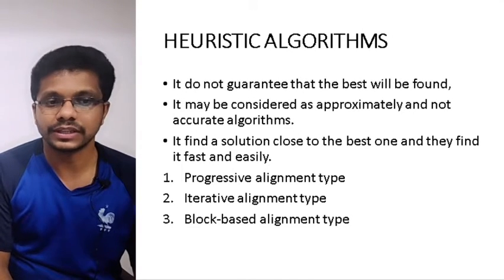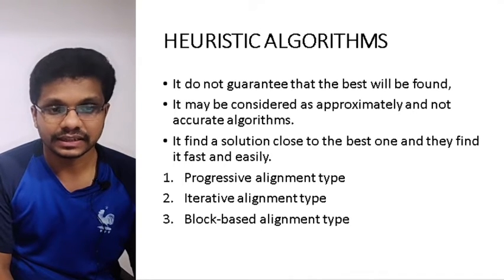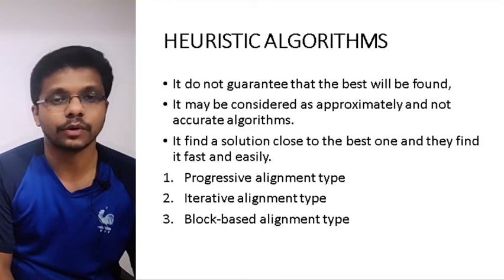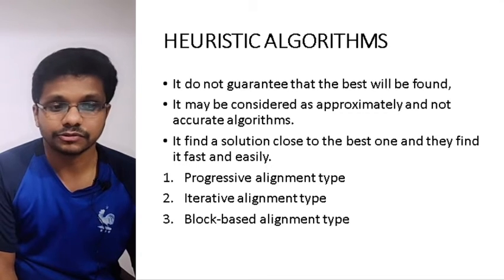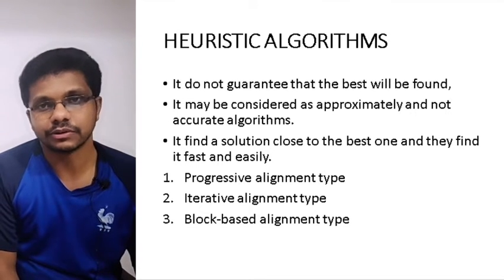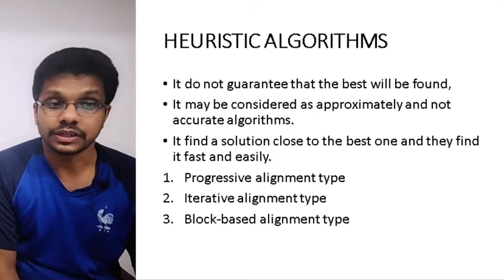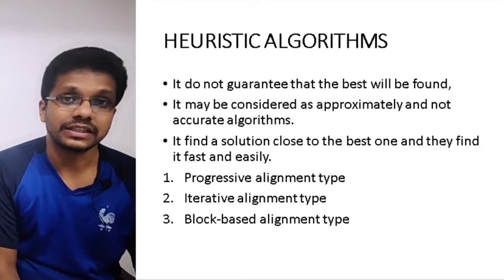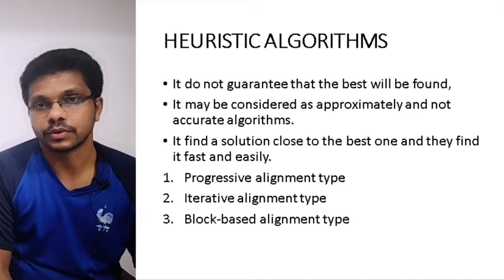Unlike the exhaustive algorithm, it does not guarantee the best result. But it will provide an approximation, and a near-optimal solution will be obtained, but not the accurate one. But when we are trying to match thousands of sequences together, it's better to use a heuristic algorithm rather than an exhaustive algorithm, because the exhaustive algorithm considers all possibilities and takes a long time and a huge amount of processing power.